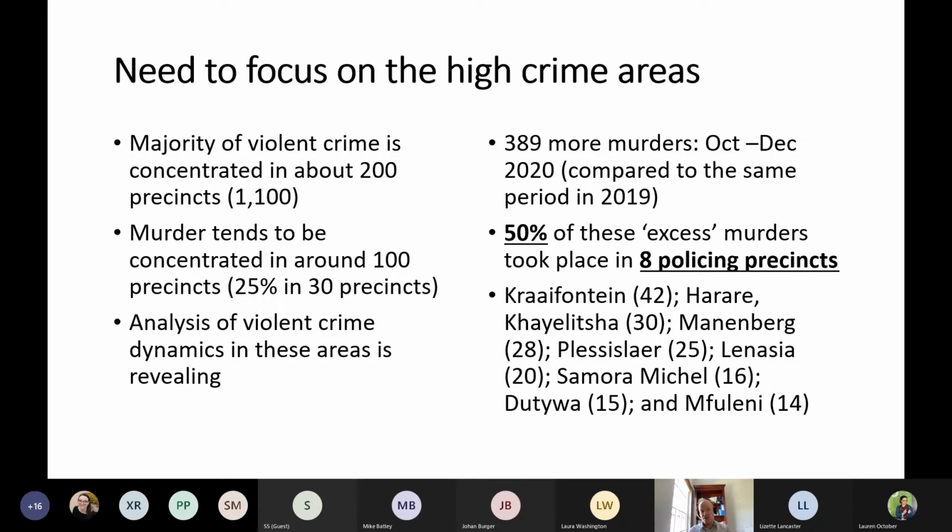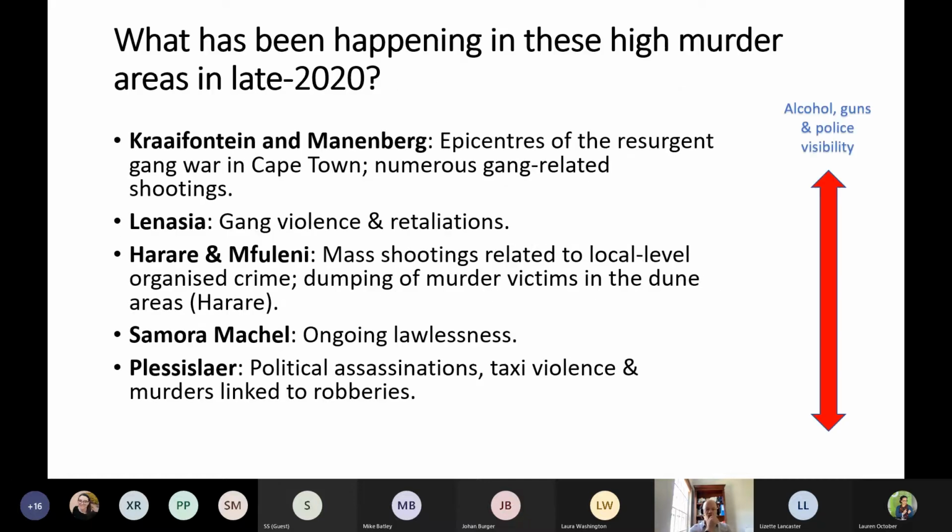And traditionally we've seen a number of Western Cape policing precincts having the highest violent crime rates within South Africa. So this is my final slide, which is really just to look, in a quite superficial way, at and explore what's been going on in these places.